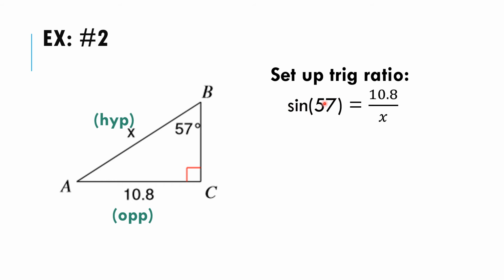So I know that sine of 57, the angle being 57 degrees, is going to equal 10.8, the opposite, over x, the hypotenuse. That's where it gets a little bit tricky because now we have x in the denominator. Remember that we can't just multiply both sides by 10.8 and be done with it. We're actually going to have to multiply both sides by x in this case, because we have to get x out of the denominator.